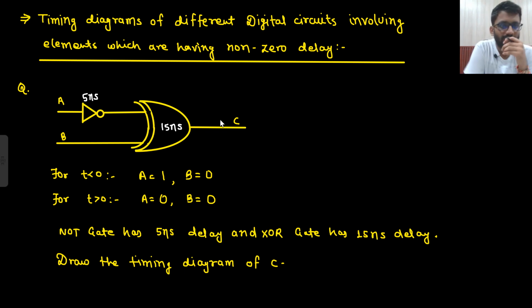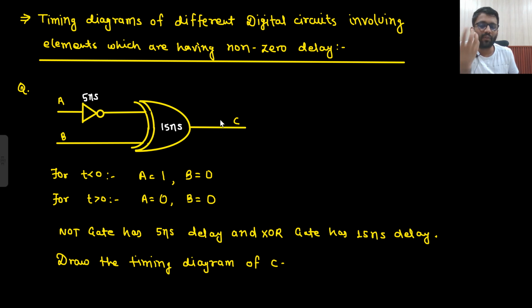So now let's see the concept of delay. Very important concept. So you have to draw the timing diagram of different digital circuits involving elements which have non-zero delay. So here an inverter is there which has 5 nanosecond delay, and your XOR gate is there which has 15 nanosecond delay. For t less than 0, A was 1 and B was 0, and for t greater than 0, A is 0 and B is 0. So basically A is going from 1 to 0 and B is remaining at 0 only.